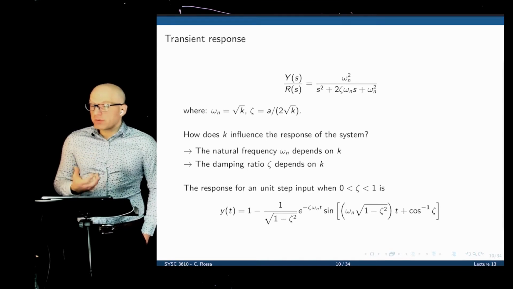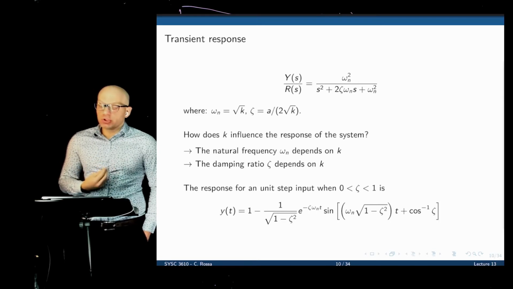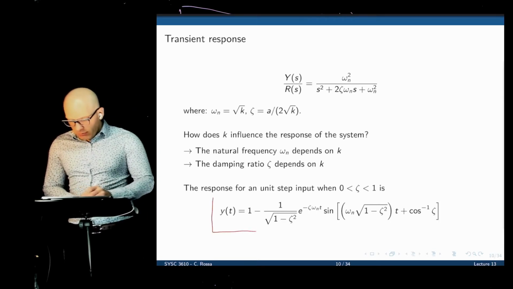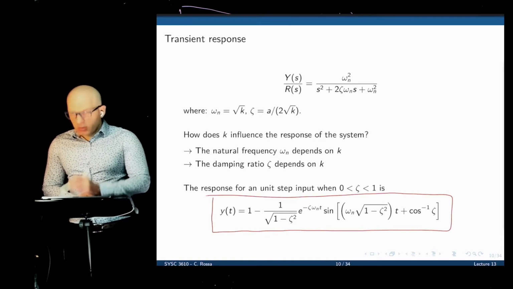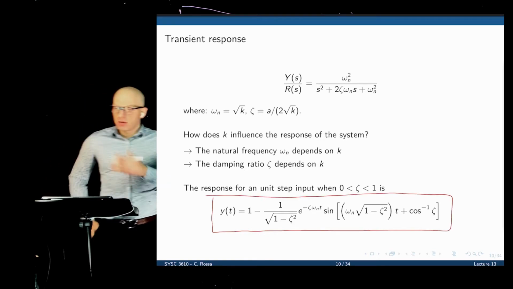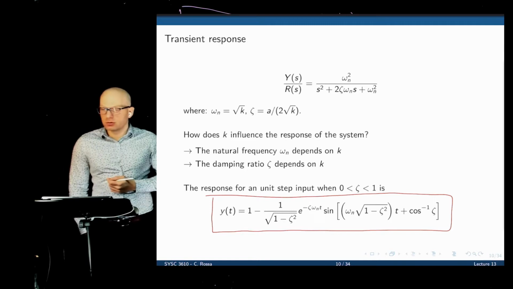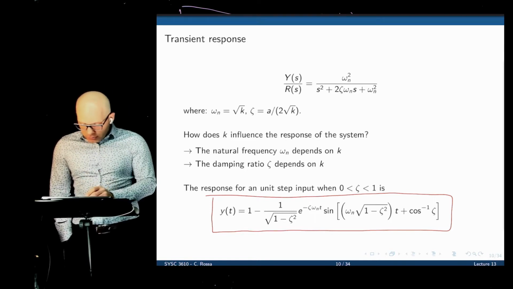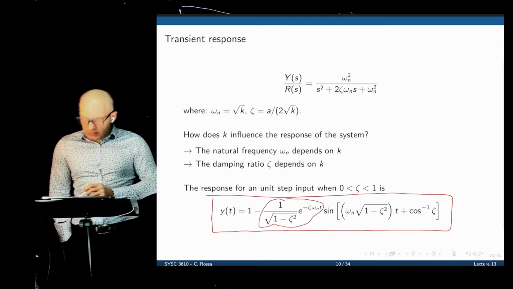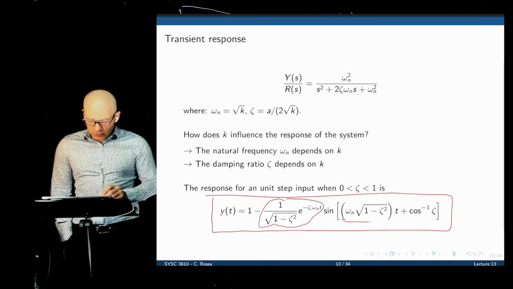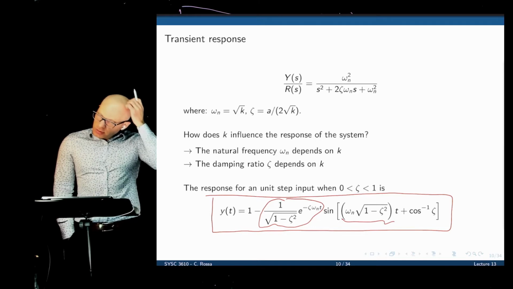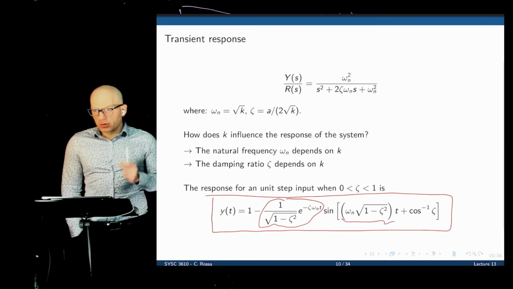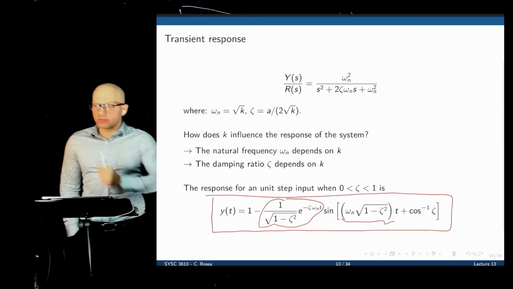We can have, depending on the value of k, a damping ratio that is smaller than 1, in which case the time response will follow this format. This is the step response to the system. And you see both components here, the exponential component and the sinusoidal component. We see that now they both are affected by zeta and omega n, which are now functions of k.